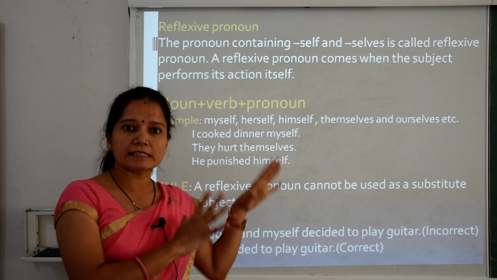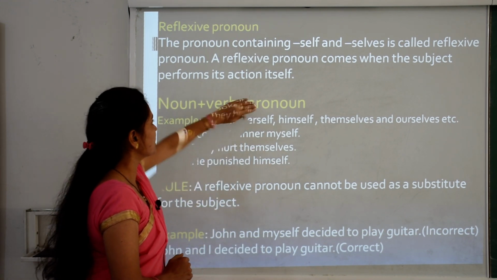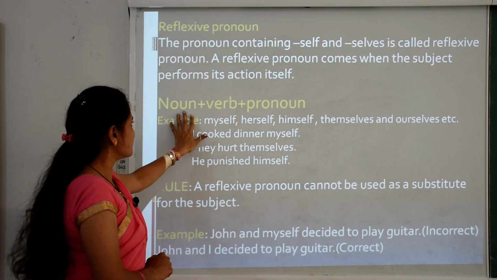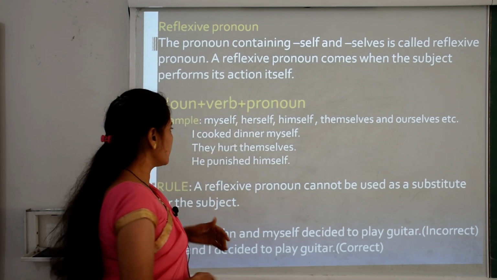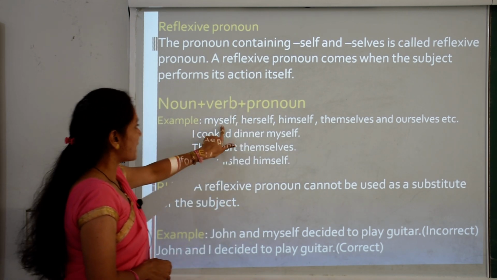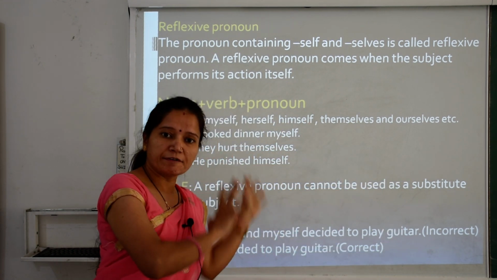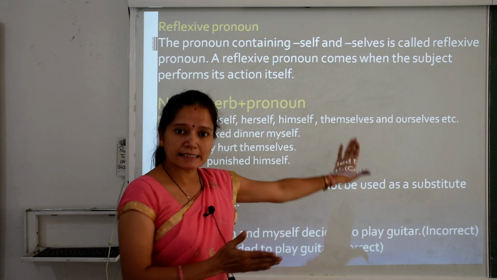Let's understand this line with example. Noun plus verb plus pronoun. This is the structure of reflexive pronoun. First comes the noun, then the verb, then the reflexive pronoun will come. Examples: myself, herself, himself, themselves and ourselves. These all are the reflexive pronouns that I already told you. These pronouns end in self or selves.